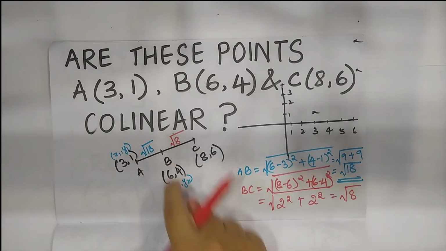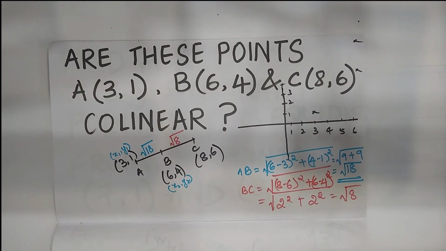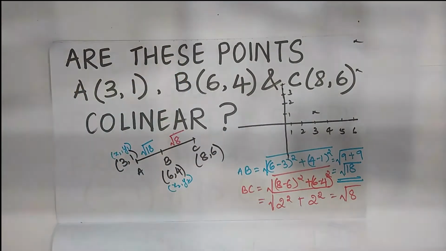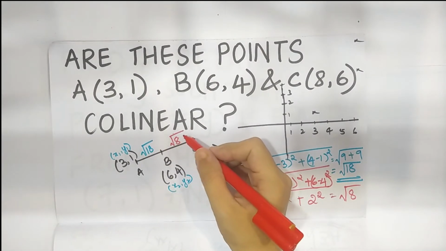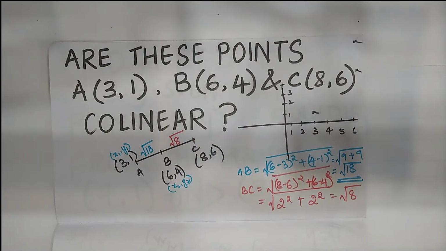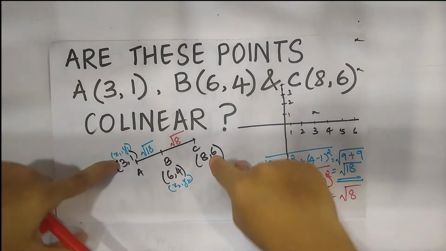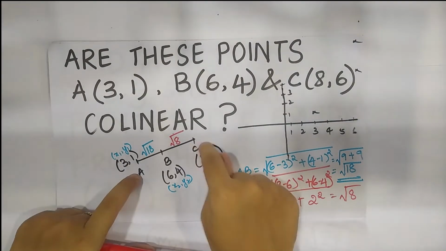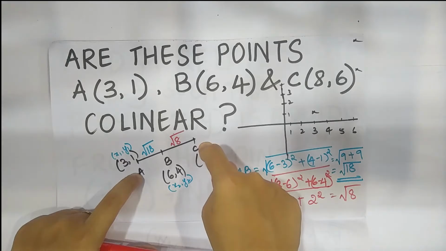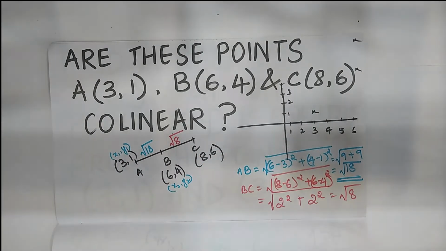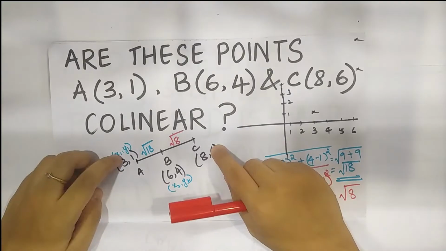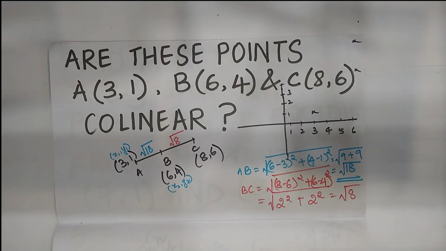Now that we have found AB and BC, what we need to find is AC, which is the total distance. Don't just add square root of 18 plus square root of 8. No, we are trying to prove it. So to prove it, we need these two coordinates, A and C. To find the distance of A and C totally, we need the coordinates 3, 1 and 8, 6. Only when we get this distance, we can finally conclude if this is collinear or not.